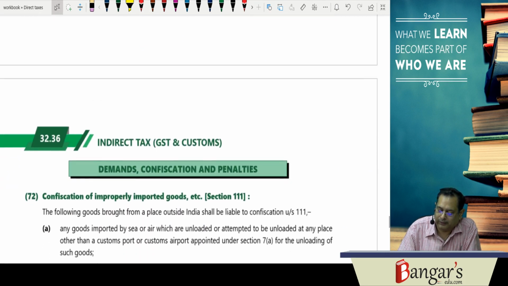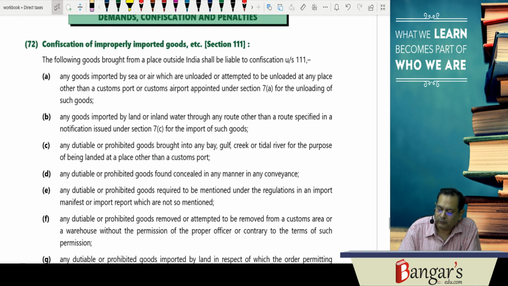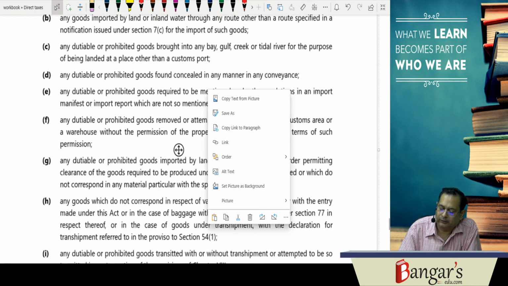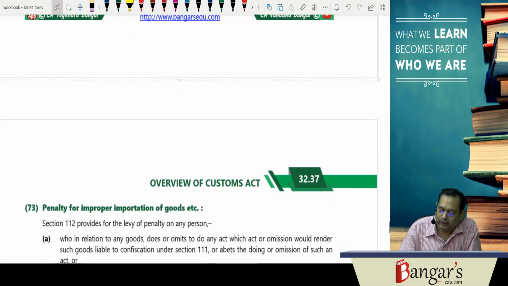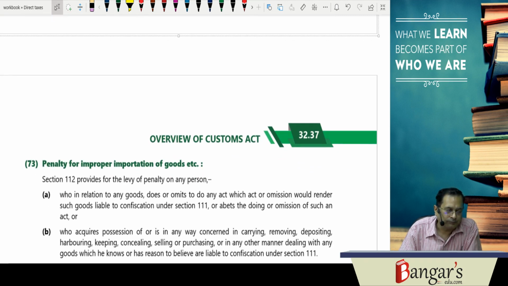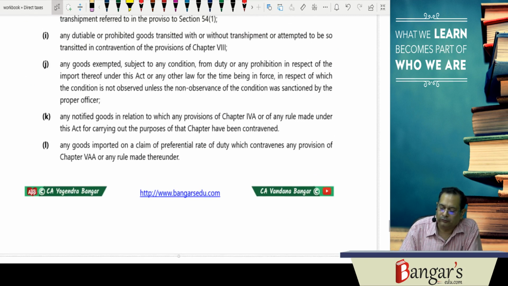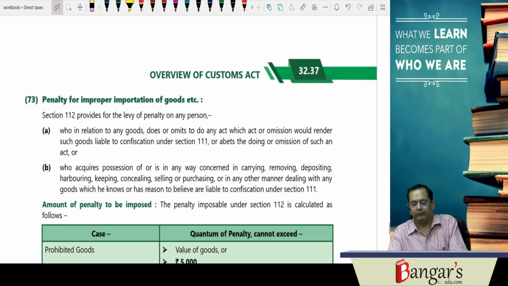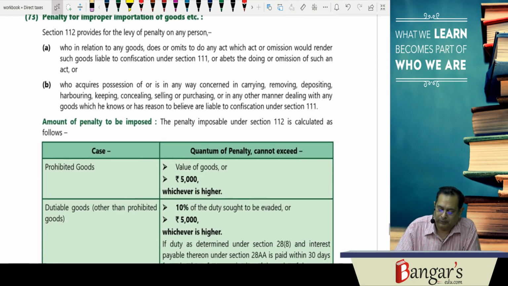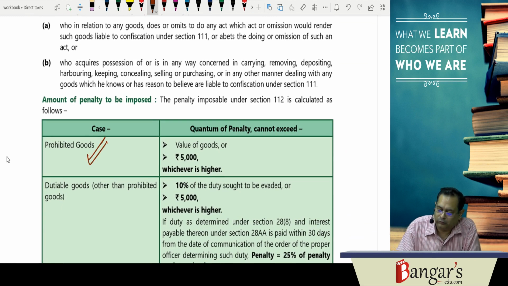until you prove that the goods have actually been exported and not smuggled back. Then if you violate the provisions of the Customs Act, that will lead to improper importation, leading to penalties. So this is just a list. I don't think this will be asked at your introductory level, but you must remember that in case of prohibited goods, the penalty can be not exceeding the value of goods or rupees 5,000, whichever is higher.